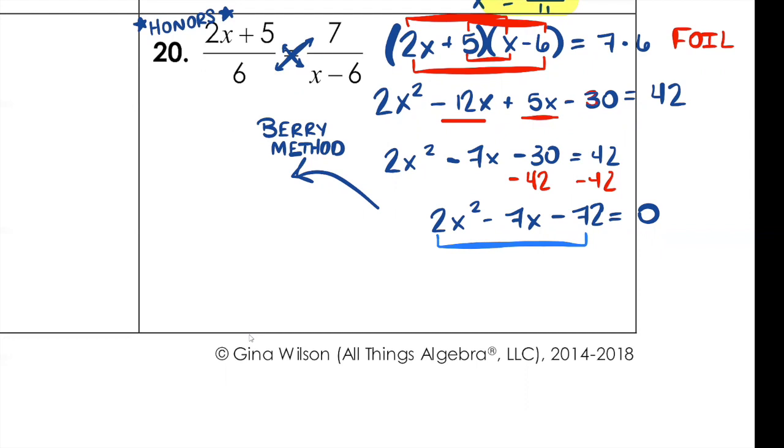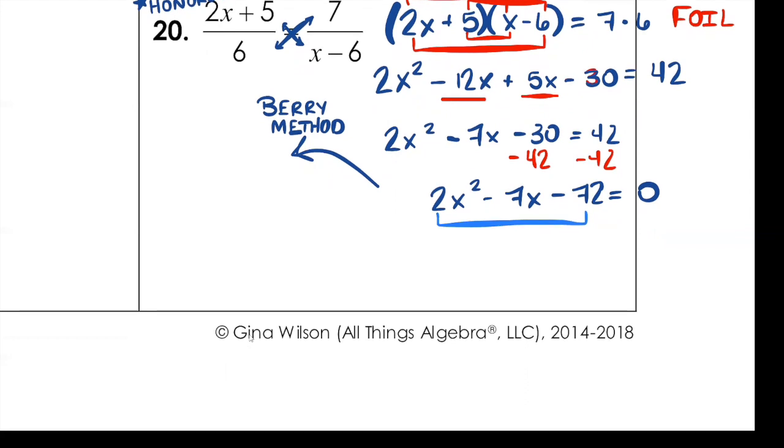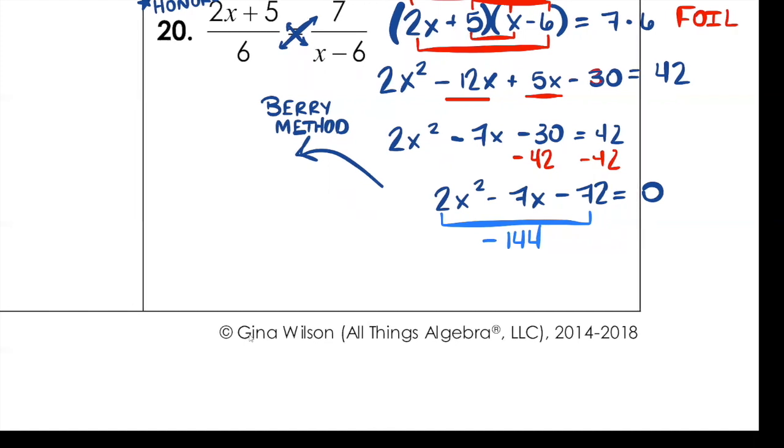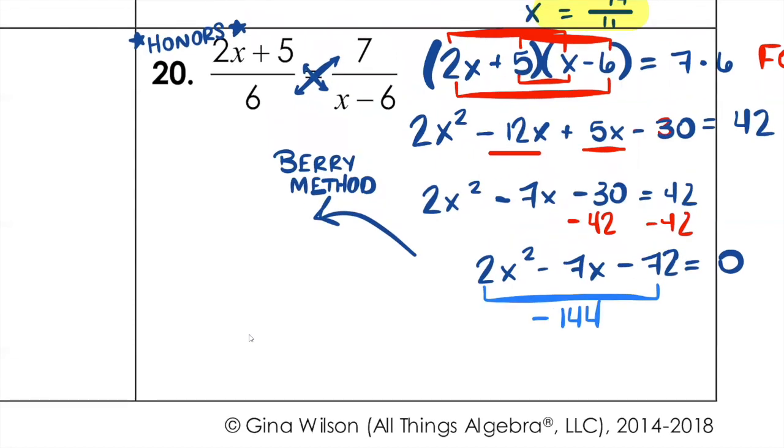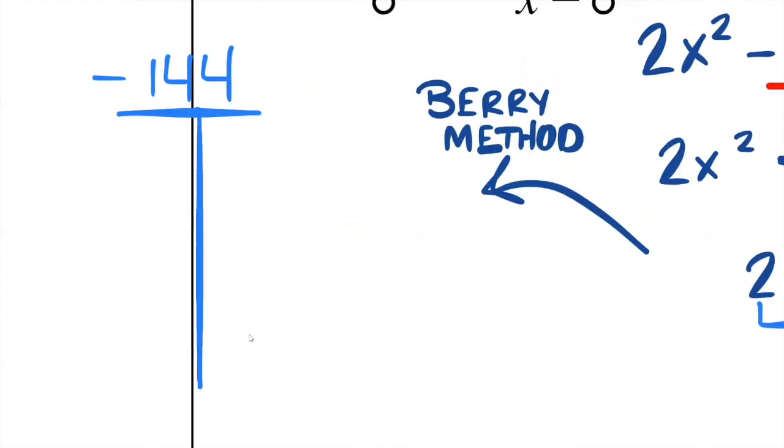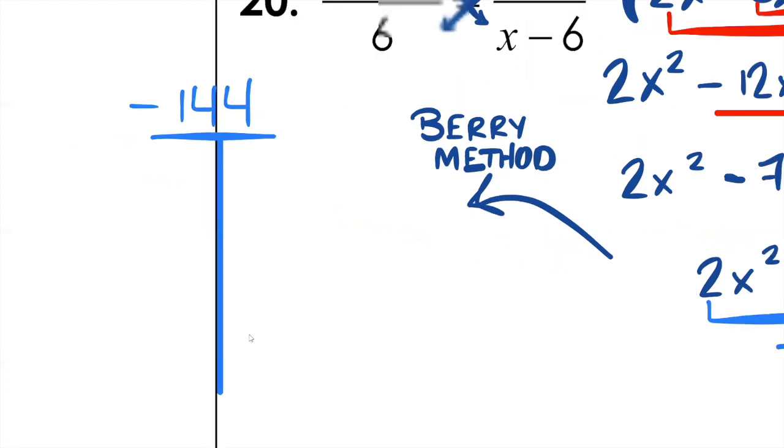What does that give me? 72 times 2, just the coefficient, so negative 144. So we need two numbers that multiply to be negative 144 and add to be negative 7. What happens a lot of times is we're like, I have no idea. So let's go through some of our factors. What two numbers multiply to 144? We got to start getting more towards the middle.